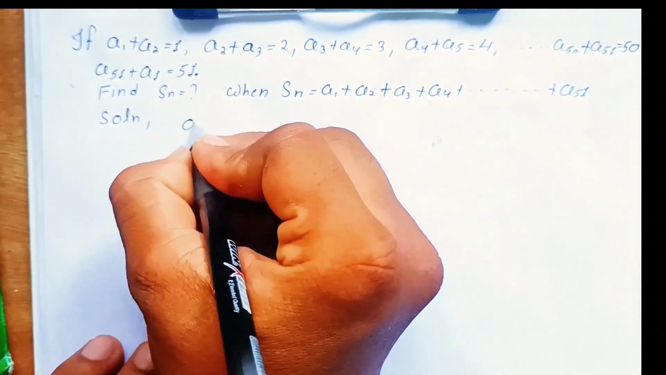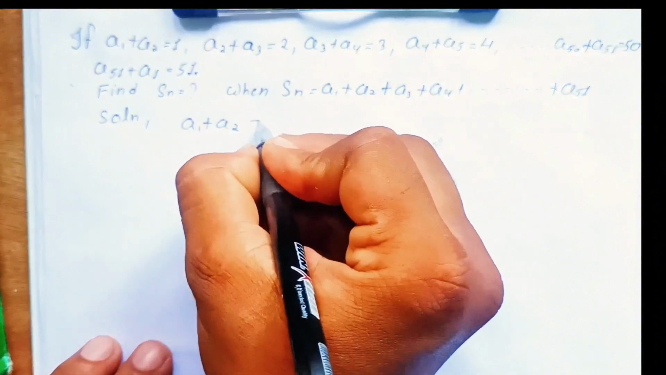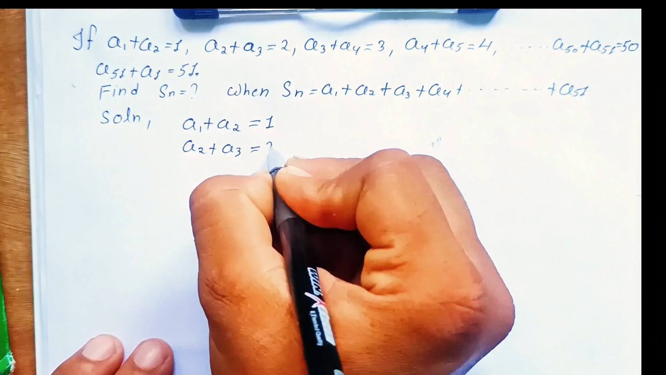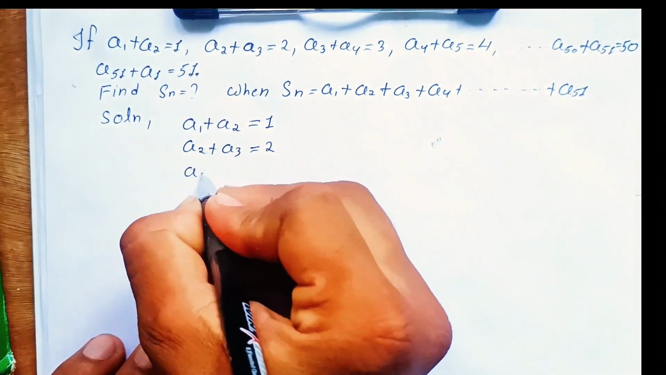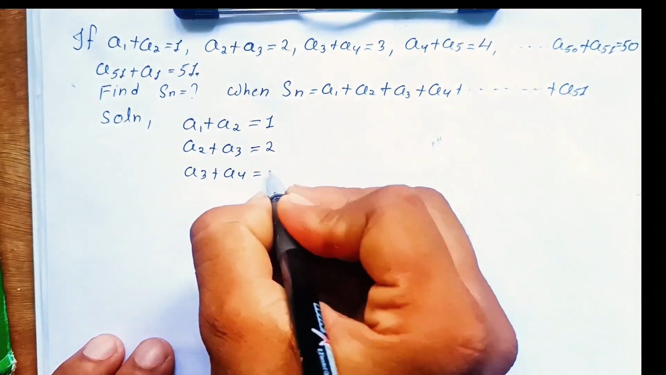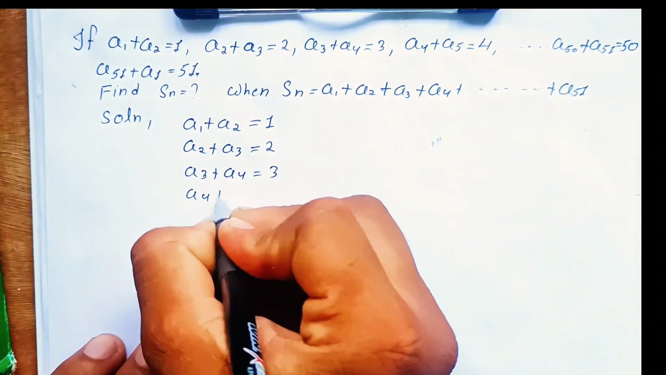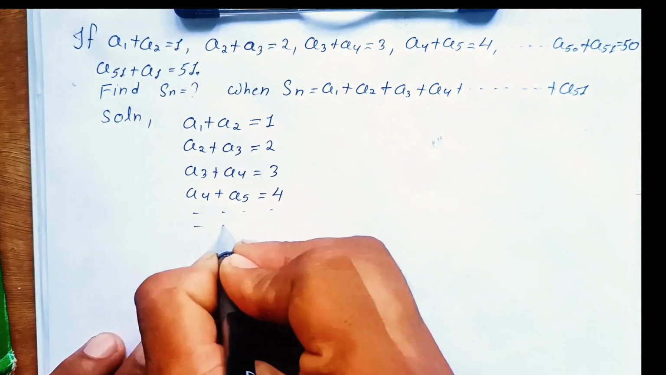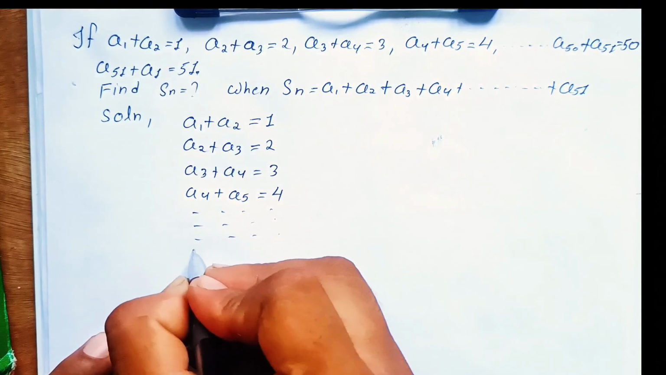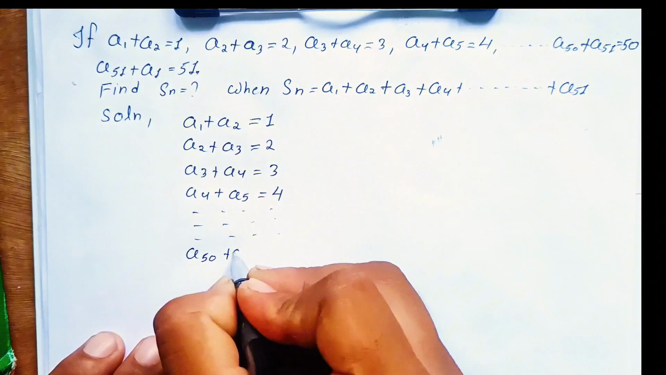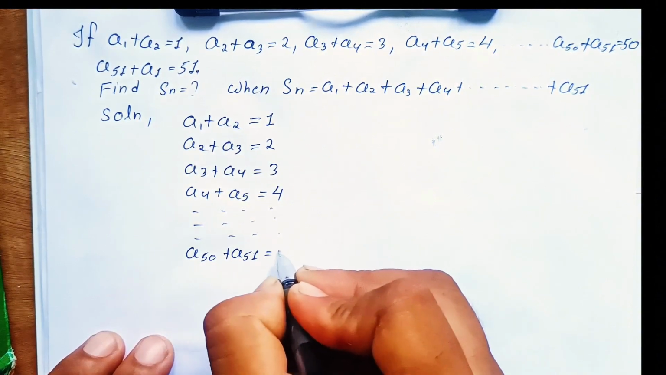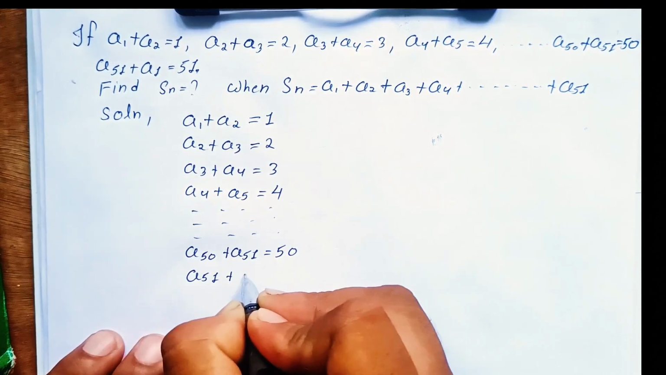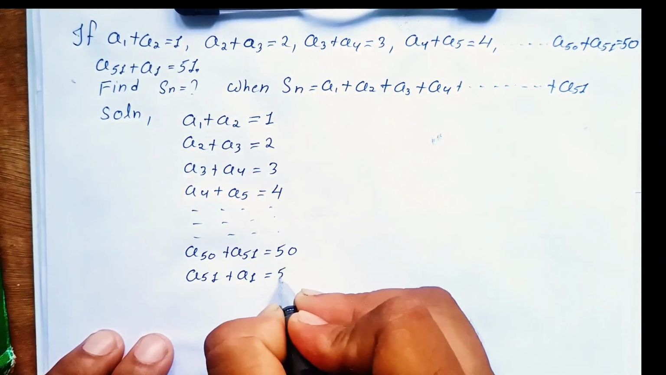It is given: first, a1 plus a2 is equal to 1, a2 plus a3 is equal to 2, a3 plus a4 is equal to 3, a4 plus a5 is equal to 4, and so on, a50 plus a51 is equal to 50, and the final a51 plus a1 is equal to 51.